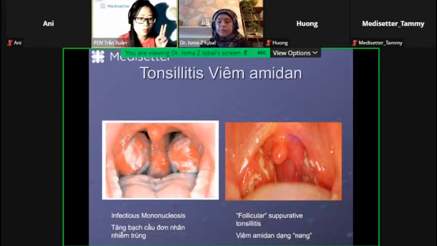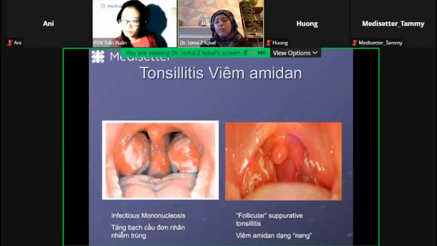They should recover very quickly after a bacterial infection.